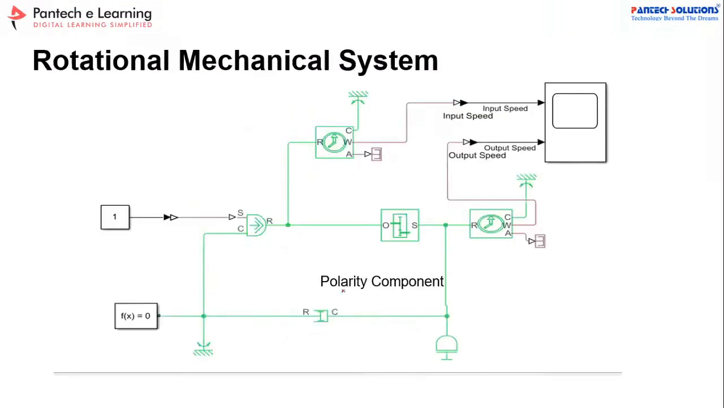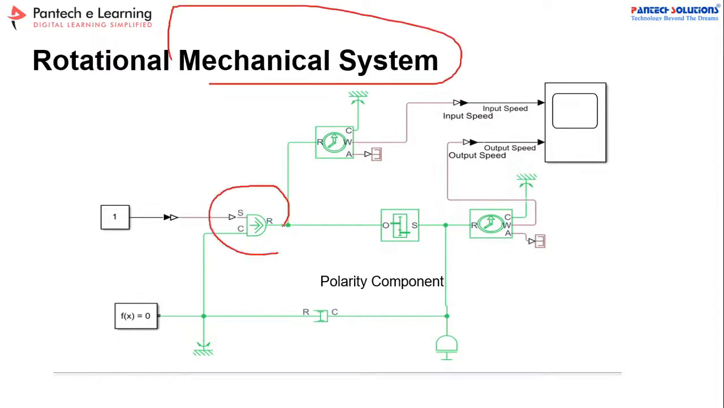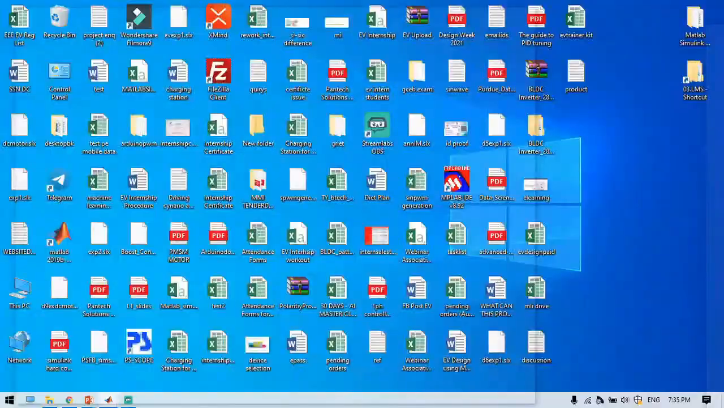Now we have to take a rotational mechanical system. In this mechanical system, first take any one of the sources and apply a value. Let us take a mechanical rotational source. Let us take the ideal torque source. For that, go to the library browser.